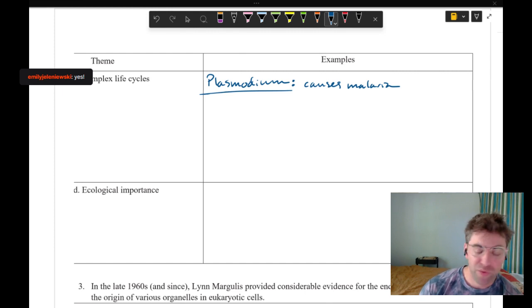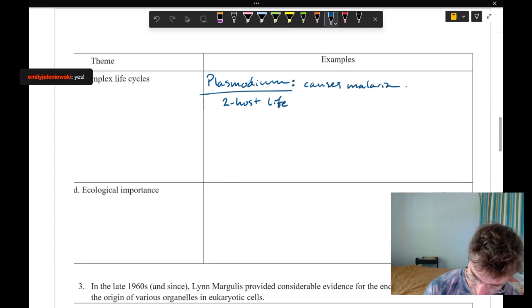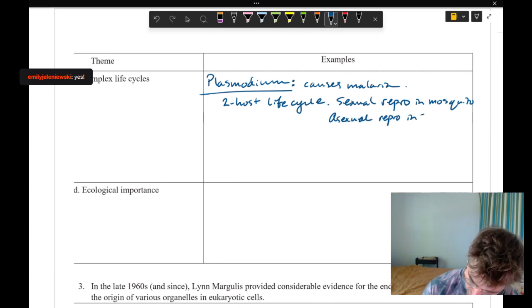So Plasmodium reproduces asexually in its human host and sexually in its mosquito host. So it has a two-host life cycle. Sexual reproduction in mosquito, asexual reproduction in human host.